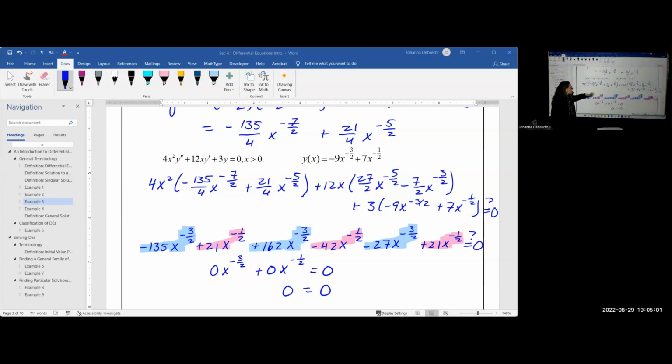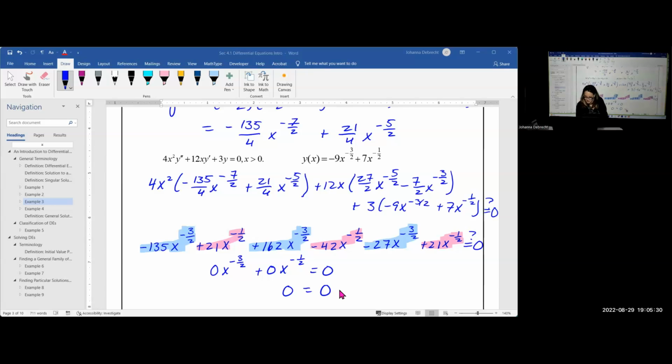When I distribute these and multiply it out, I get the terms that you see in this row here. I highlighted all the ones that are x to the negative 3/2 terms in blue, and all the ones that are x to the negative 1/2 terms in pink. And then you can see that if you add and subtract the constants at the front, you do get 0x to the negative 3/2 plus 0x to the negative 1/2, which is just 0, which is equal to 0.